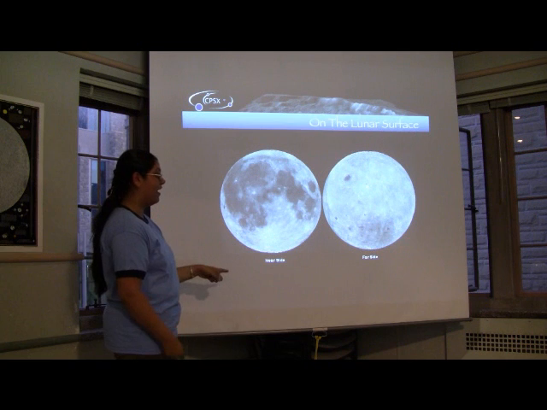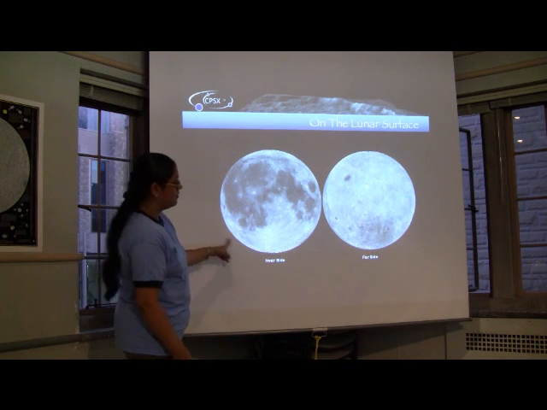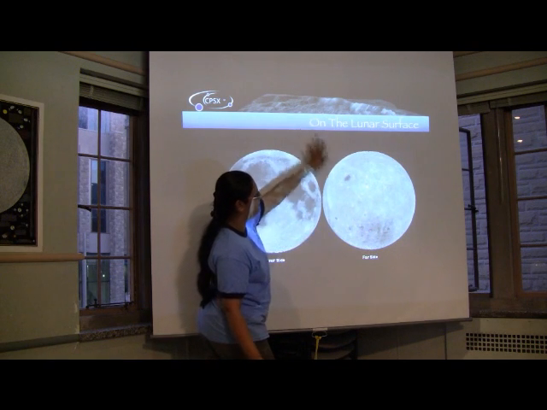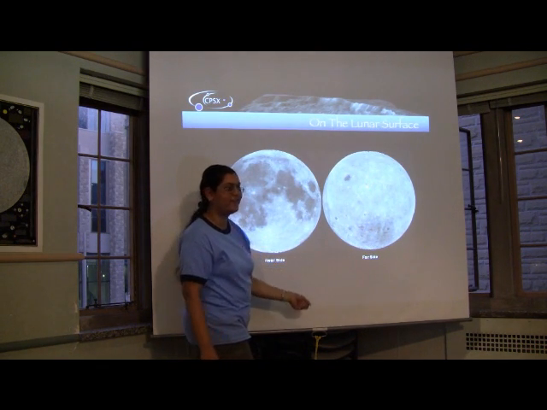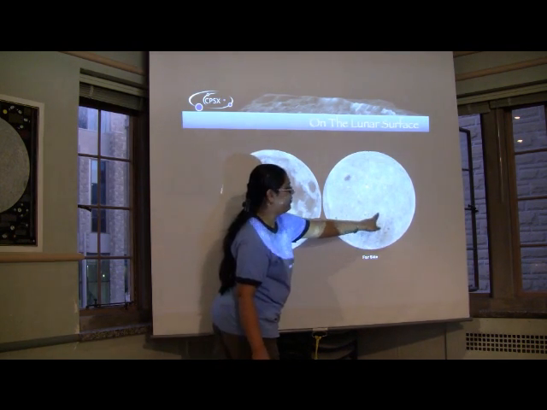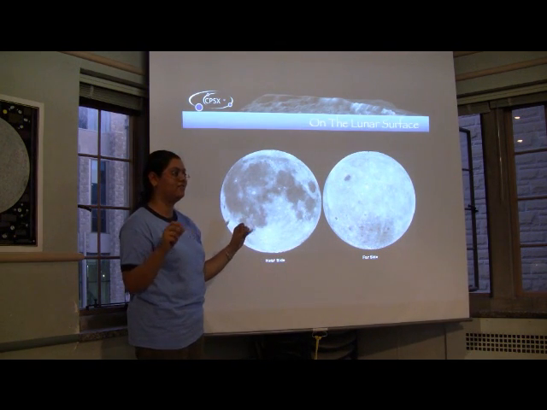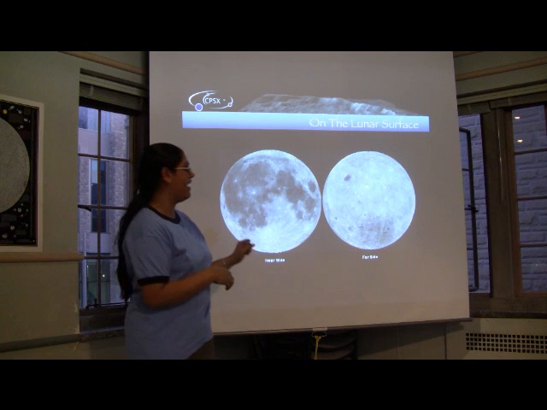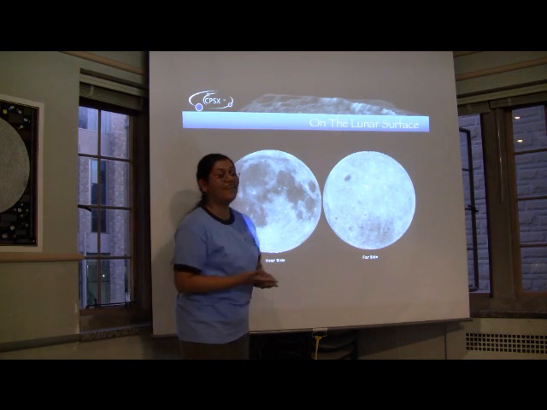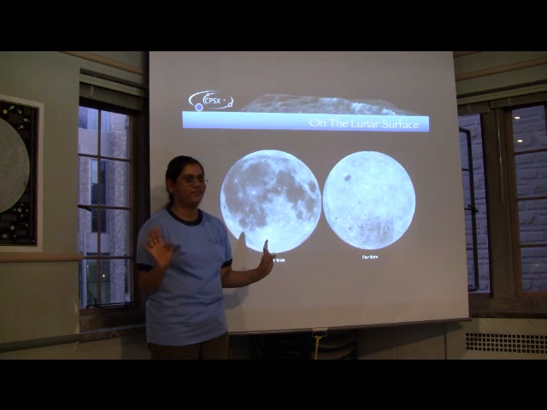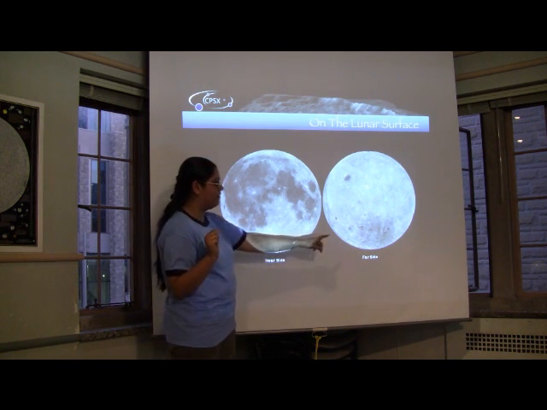And actually, do you see this sort of feature? It's sort of dark. So in this whole bright area that is the far side, there's this sort of oval-shaped dark patch. Can people see it? Yeah. So that's actually the second largest impact basin in the entire solar system. That's called the South Pole-Aitken Basin.